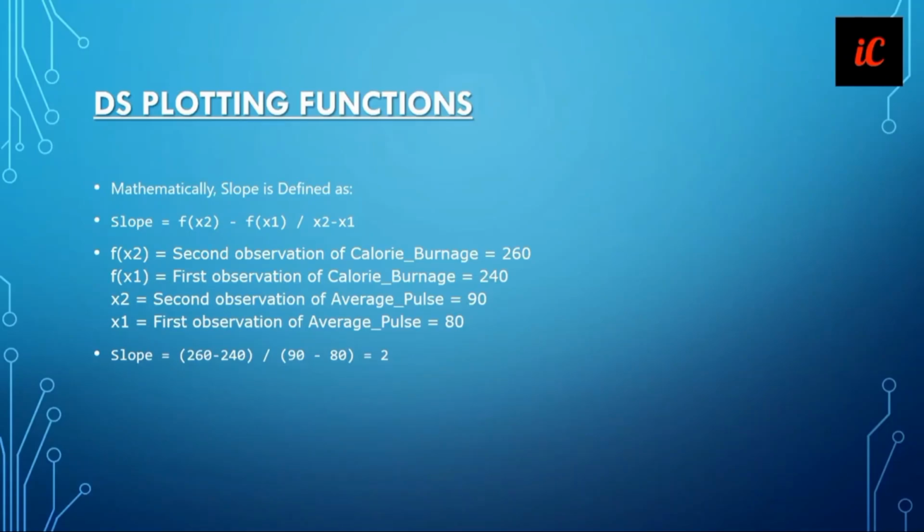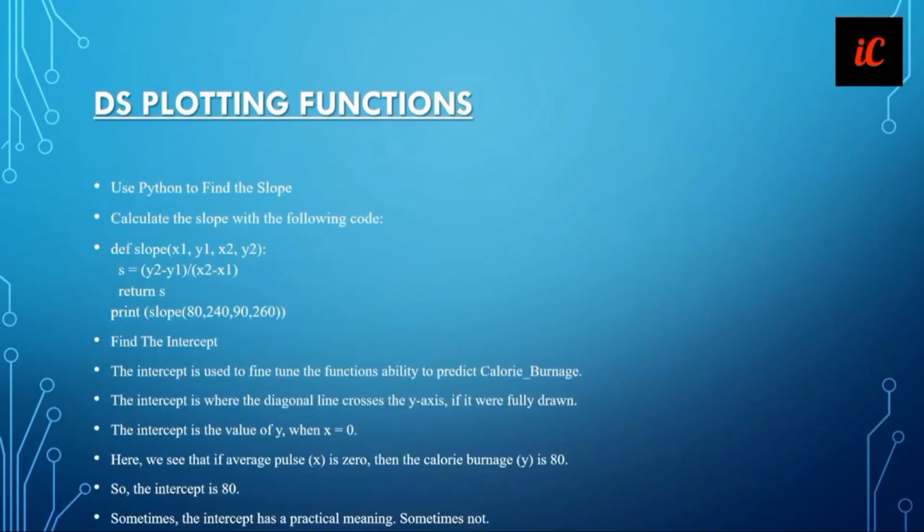All you need to do is f(x2) minus f(x1) divided by x2 minus x1. This is the format you should learn. The other form we have is to find the depth slope. How do we find a depth slope? First you write s equal to y2 minus y1 divided by x2 minus x1, return s, print slope, and then it will automatically provide you all the details that are available.